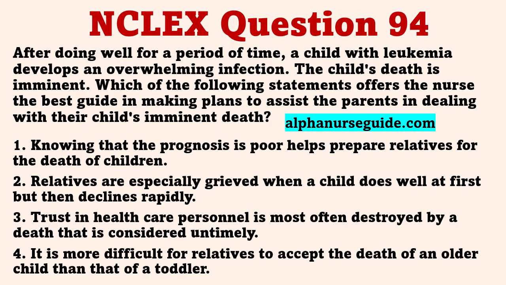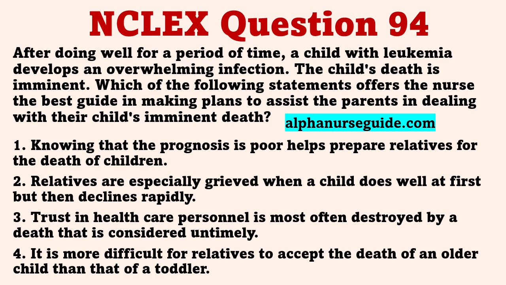1. Knowing that the prognosis is poor helps prepare relatives for the death of children. 2. Relatives are especially grieved when a child does well at first, but then declines rapidly. 3. Trust in healthcare personnel is most often destroyed by a death that is considered untimely. 4. It is more difficult for relatives to accept the death of an older child than that of a toddler. The correct answer is 2.